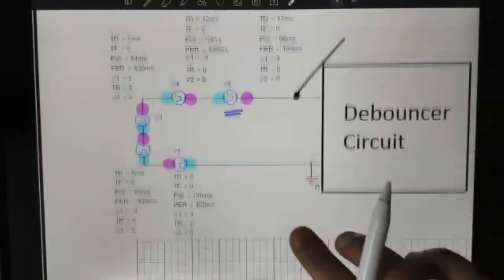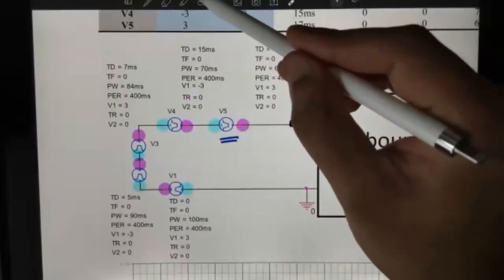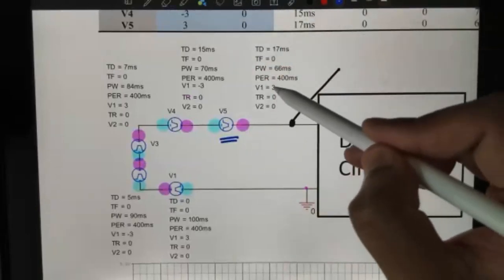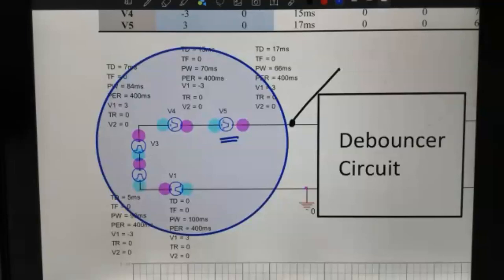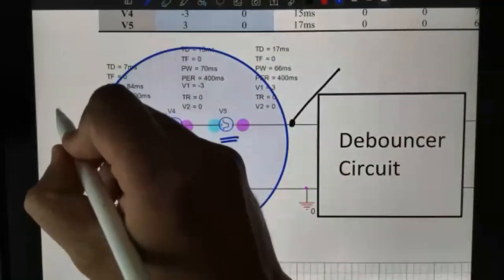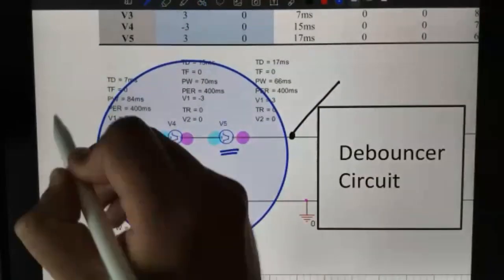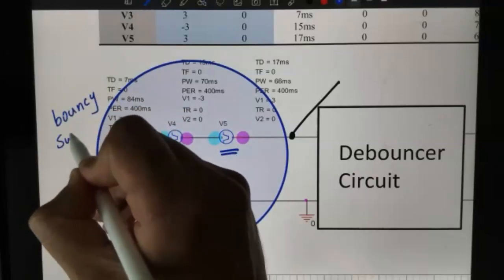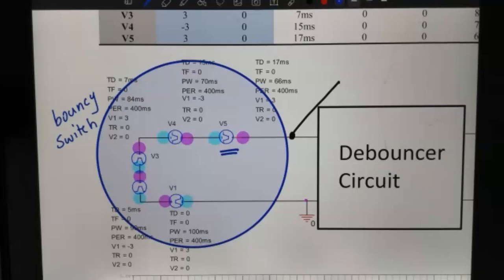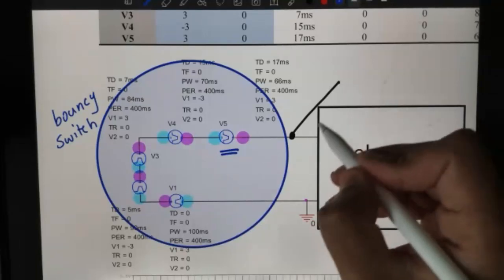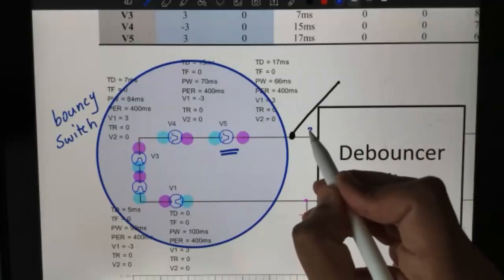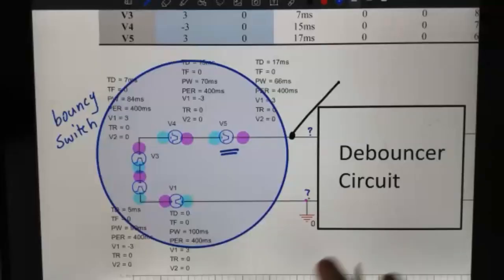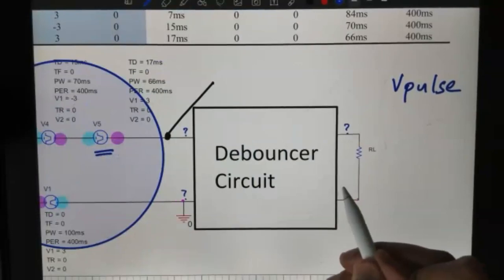So where is our switch in PSPICE? That is our switch in PSPICE. So that's our bouncy switch in PSPICE. So let's quickly write that down. That's bouncy switch. And as we noted earlier, where is our bouncy switch going into? So if I wanted to figure out where this is connected, and where this is connected, how would I know?